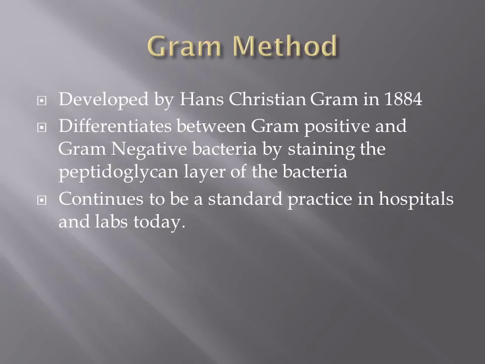To determine whether something is gram-positive or gram-negative, you use the Gram method, otherwise known as a Gram stain. It was developed by Hans Christian Gram in 1844, and it differentiates between gram-positive and gram-negative bacteria by staining the peptidoglycan layer of the bacteria. It continues to be the standard method for differentiating gram-positive and gram-negative bacteria in hospitals and labs today.